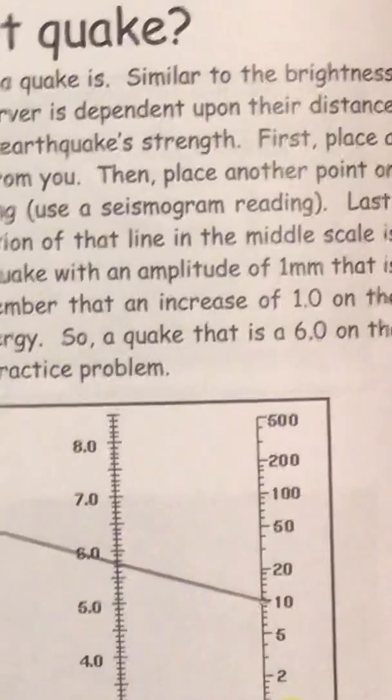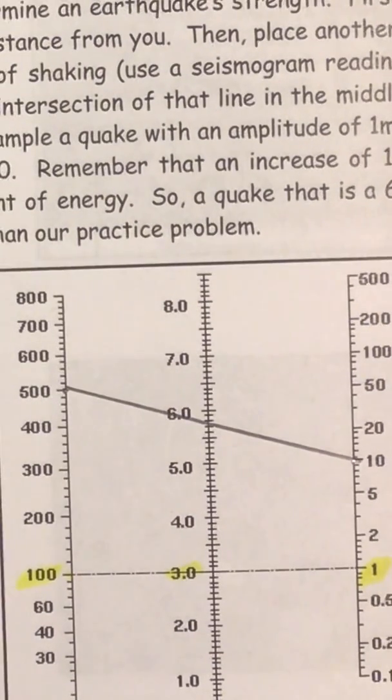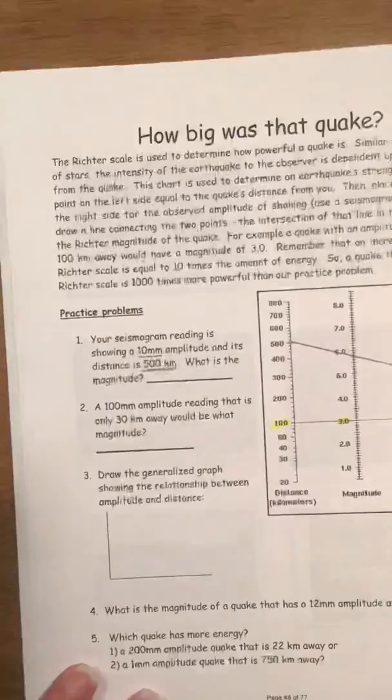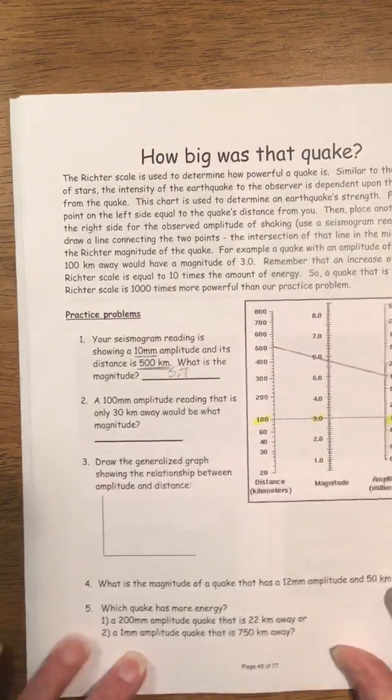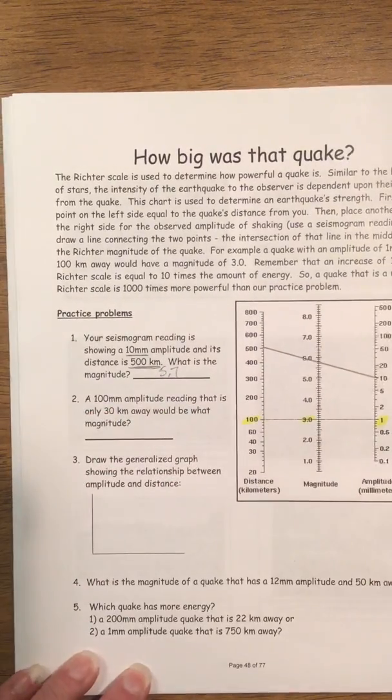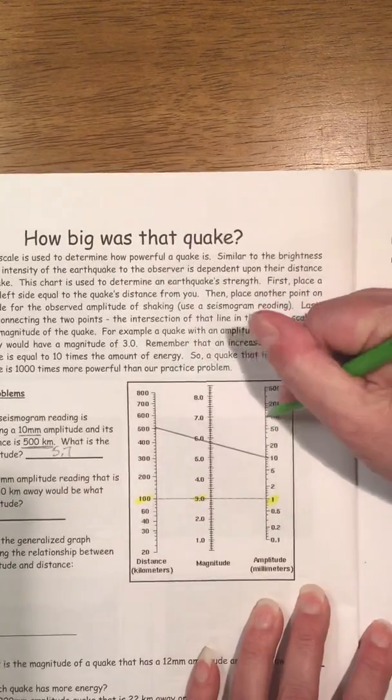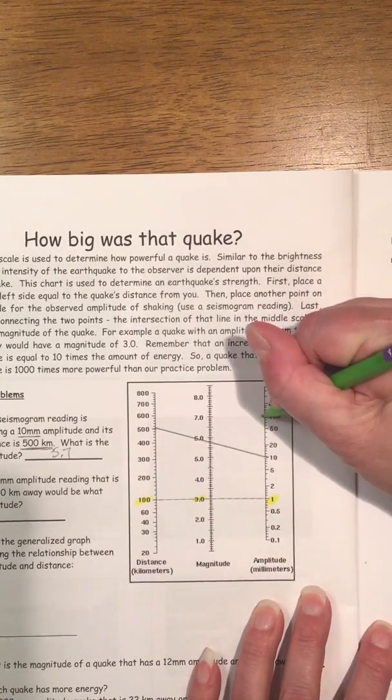What is the Richter magnitude of that quake? And we go to the nearest tenth. It looks like it's closer to 5.7. I'm going with 5.7. Okay, so the Richter magnitude of that quake is a 5.7. A 100 millimeter amplitude reading, that's pretty big. That's 10 centimeters displacement on the seismogram.